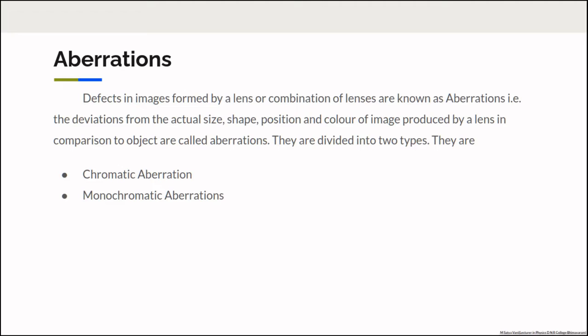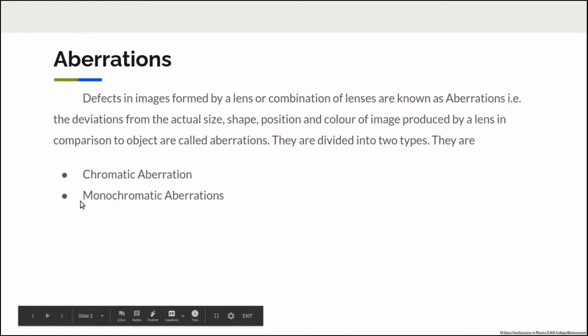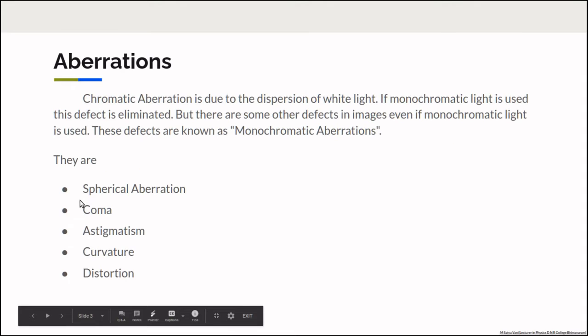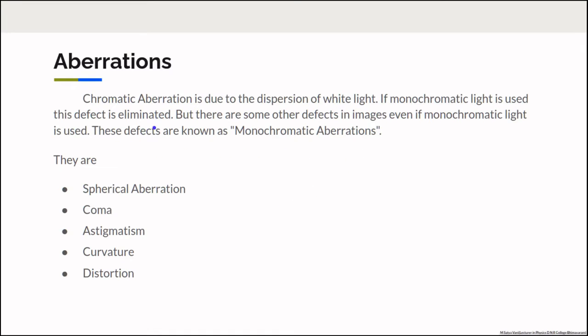They are divided into two types. Number one, chromatic aberration, and the second one is monochromatic aberration. Chromatic aberration is due to the dispersion of white light. If monochromatic light is used, this defect is eliminated. But there are some other defects in images even if monochromatic light is used. These defects are known as monochromatic aberrations.